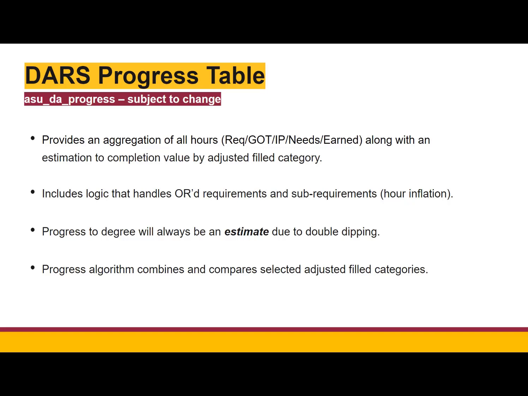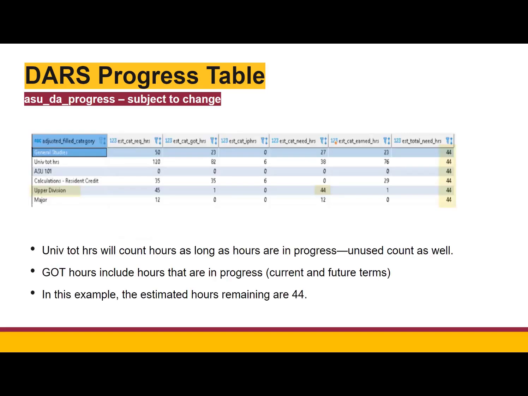And something to always keep in mind is that progress to degree is always an estimate, and it always has to be that way because of the double dipping. And even though we do have logic to handle it, there could be something that slips through. I will say that I've been doing a lot of validation over the last couple of years since this was created, and we're darn close in terms of the numbers that we're coming up with. The algorithm that we created to calculate progress combines and compares selected adjusted field categories. And I'll talk about those later.